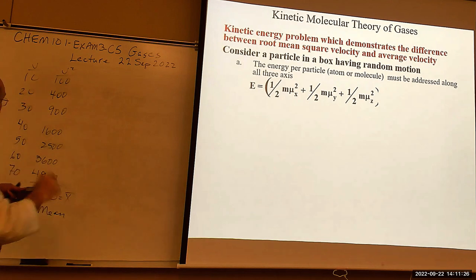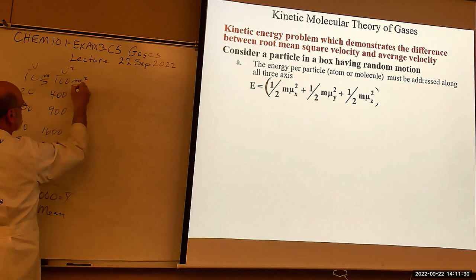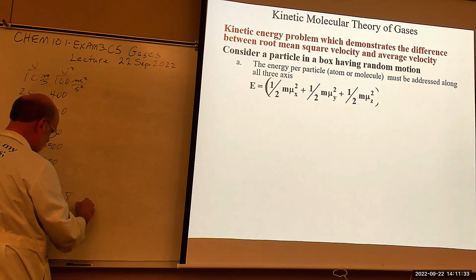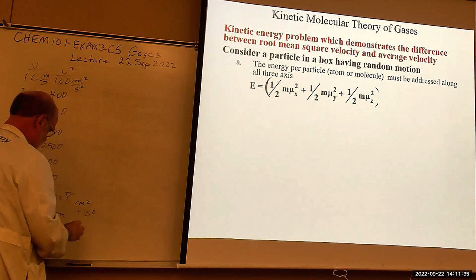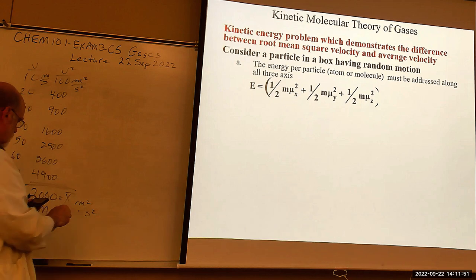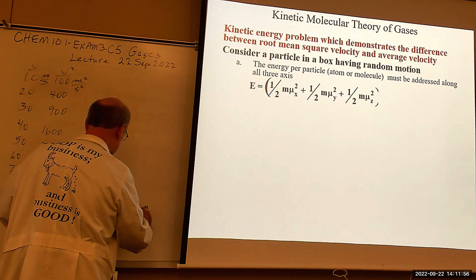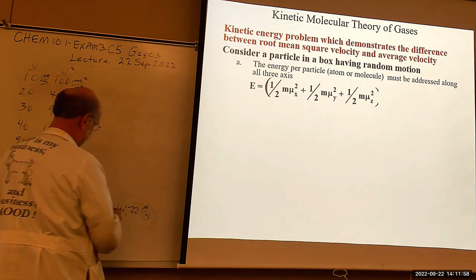Now, look, this was meters per second. This is meters squared per second squared. We've got to get rid of those squares. Otherwise, we can't claim velocity. So now you take the root of the mean of the squares. That's where RMS comes from. So let's take the square root of that, and that's equal to 44.72 meters per second.